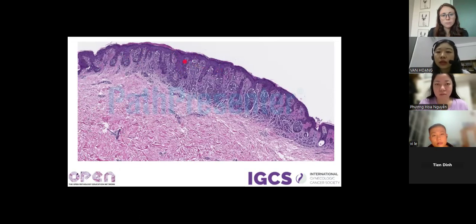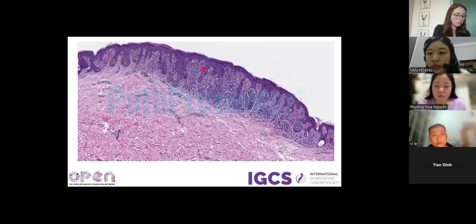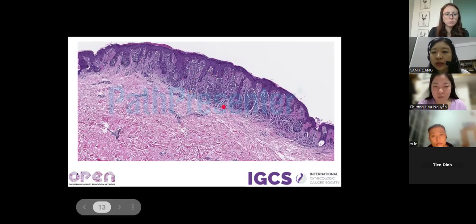In the junctional area, we see nests and also single melanocytes along the dermoepidermal junction. In the dermis, we see nests of melanocytes present in the superficial dermis, with some evidence of maturation in the deep part. Here in the deep, we see the cells are quite smaller.